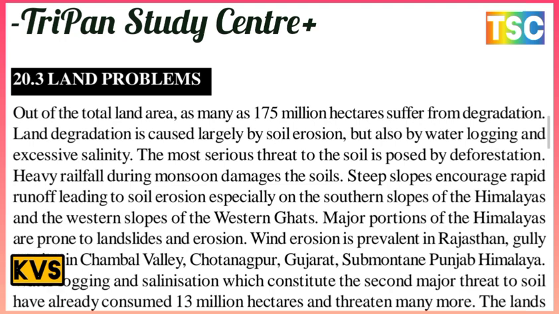The major portions of the Himalayas are prone to landslides and erosion. Bad erosion is prevalent in Rajasthan. Gully erosion is found in the Chambal Valley, Chota Nagpur, Gujarat, and some mountains in Punjab and Himalaya. Waterlogging and salinization constitute the second major threat to the soil. They have already consumed 13 million hectares and threaten many more.